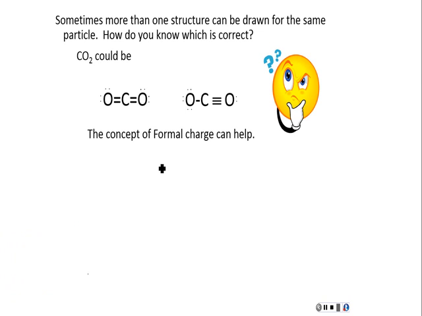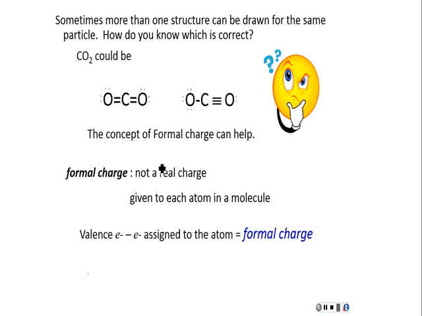Okay. The concept of formal charge can help. A formal charge isn't a real charge. It's a charge that's given to each atom in a molecule. In order to calculate a formal charge, we look up the valence electrons for each atom, and then subtract from them the electrons that we've given them in the particular structure. When you see one done out, it'll make sense. So here we start off with our 2 possible structures for carbon dioxide.